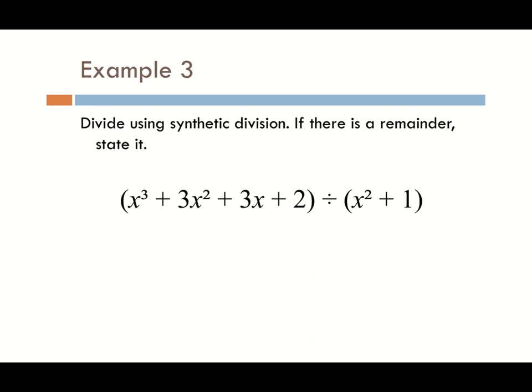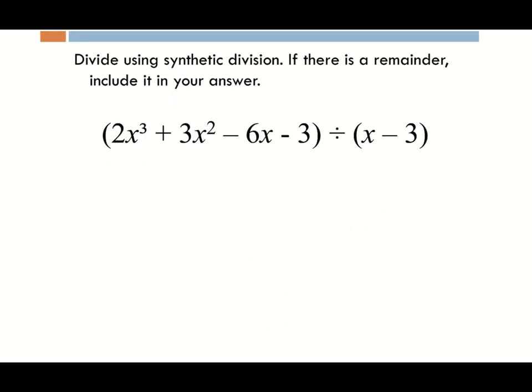For our next example, it says divide using synthetic division. So we have x cubed plus 3x squared plus 3x plus 2 divided by x squared plus 1. It's asking us to divide synthetically. If we think about this, we can't. Why not? Because if we look at what we are dividing by, this is not a linear binomial. Since it's not a linear binomial, we can't divide using synthetic division. Now we could use our method from yesterday and divide using long division. However, synthetic division will not work for this example.